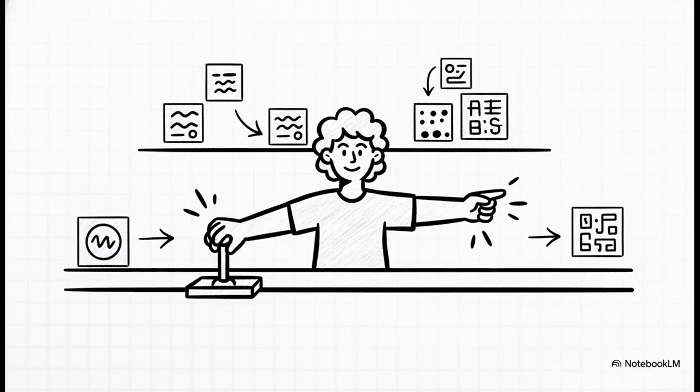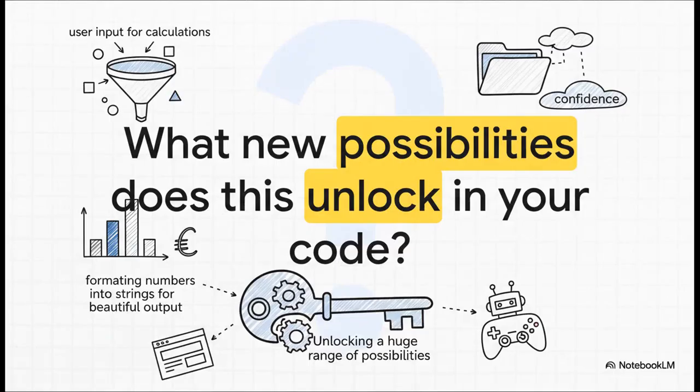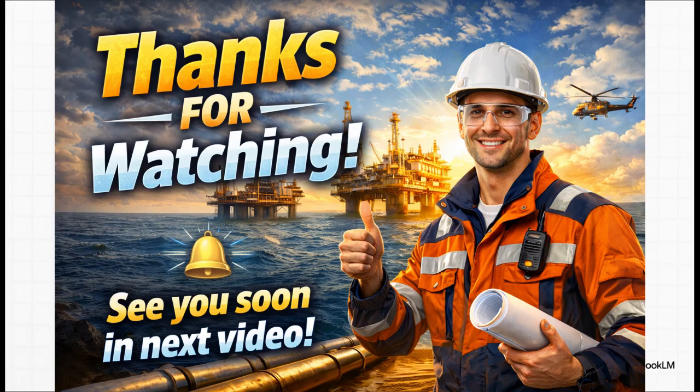Typecasting puts you in the driver's seat. It takes you from being a programmer who just hopes the data is in the right format to one who makes sure it is. You are in command of your data. So just think about what this unlocks for you. You can now confidently take numbers from users and actually use them in calculations. You can format your output to look clean and professional. You can read data from files and not have to worry about whether it's a number or text. This one little skill really opens up a whole new world of possibilities. So, what's the first thing you're going to build with it?